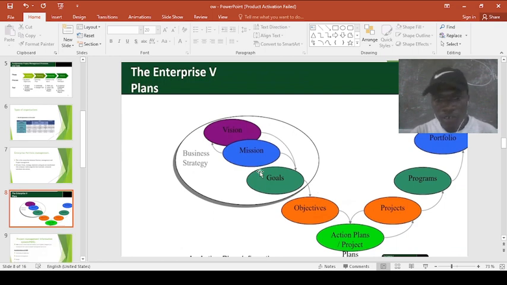Now, this is the enterprise plan. Here, this represents the business management. Then the projects, programs, and portfolio represent the project management. Here, vision is what we expect out of the project. From the mission is where we generate the objectives, and the goals are generated from the objectives. Then the combination of the vision, mission, and the goals is what we call the business strategy. Then a work plan.